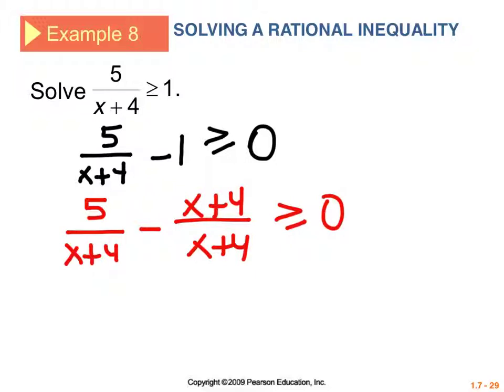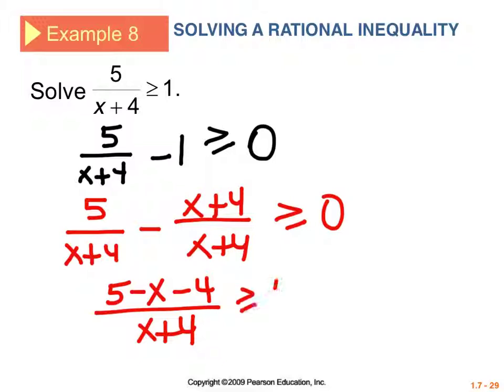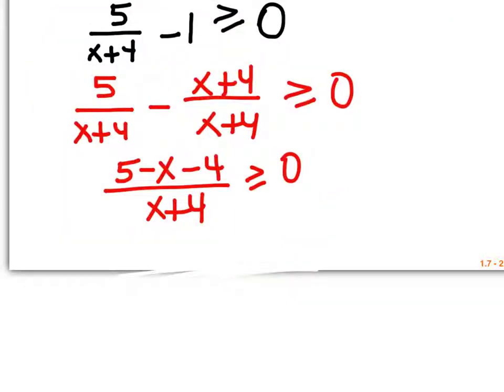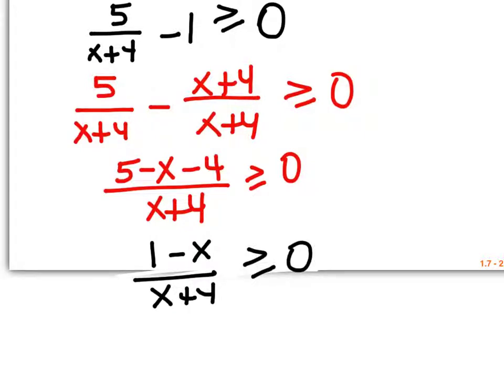And so now that I have a common denominator, I can combine my numerators. I'm going to have 5 minus x minus 4 over x plus 4. Now notice here that I subtracted both the x and the 4. That's a common error also when people are subtracting. Now I'm just going to simplify my numerator, and that's going to give me 1 minus x over x plus 4, which is greater than or equal to 0.